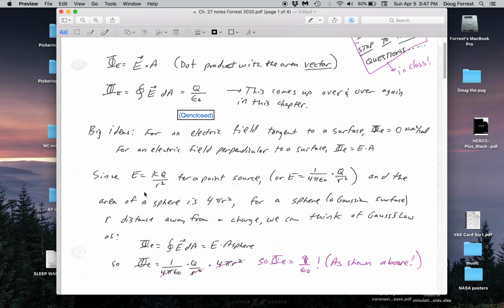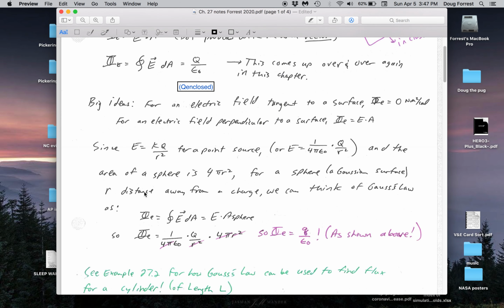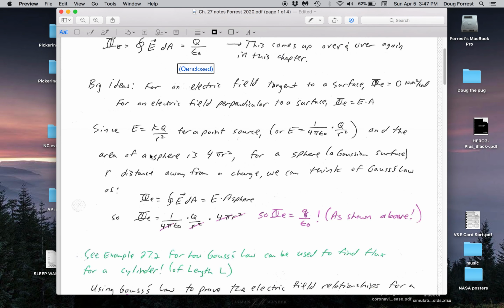From a point source or a sphere, you can always think of the fields as coming out perpendicular to the surface. And actually for any conductor, the fields come perpendicular to the surface as well. That's because inside a conductor the electric field is 0 because they cancel out. So therefore the fields must be pointing out perpendicular to the surface.